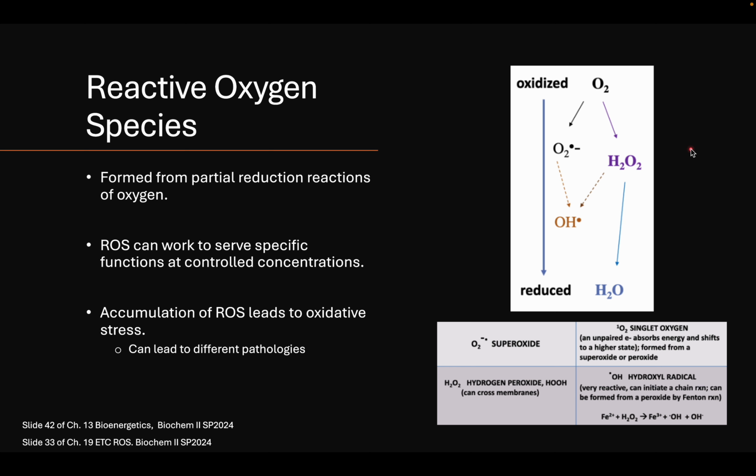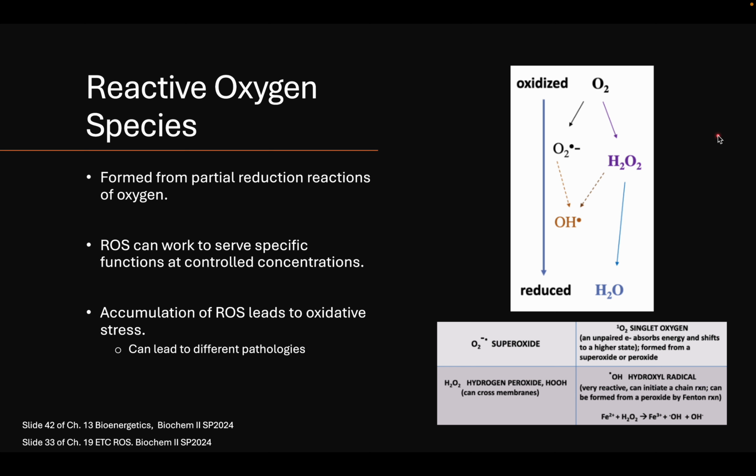However, you can have an accumulation of ROS in your system that leads to oxidative stress. Oxidative stress is described as an imbalance between the ROS production and antioxidant defenses. And oxidative stress leads to many different pathologies such as cancer, stroke, neurodegenerative diseases, and age-related diseases. And these arise through your ROS like superoxide radical, hydroxy radical, or hydrogen peroxide, attacking different biological molecules such as DNA, nucleotides, lipids, and proteins.